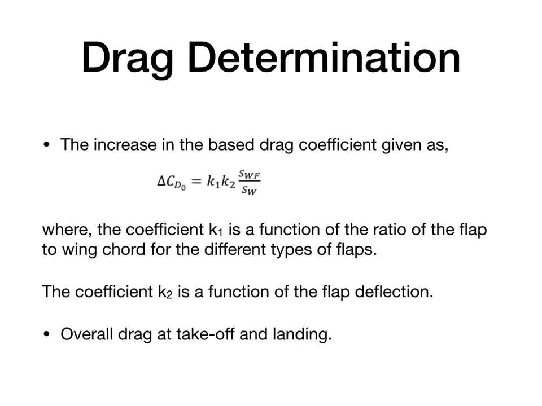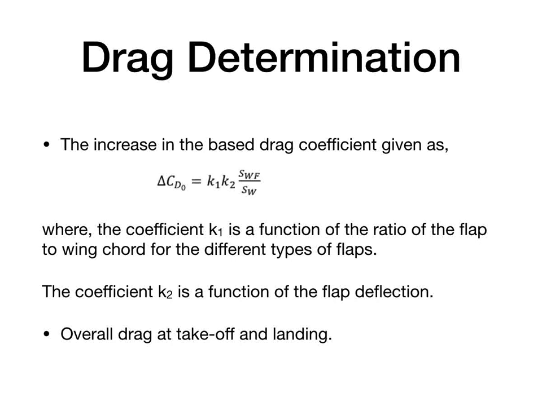Next is drag determination. When the trailing edge flaps are deflected, they produce an increase in the base drag of the wing, that is during zero lift. This is expressed as an increase in the base drag coefficient, which is given by delta CDO is equal to K1, K2, SWF by SW, where the coefficient K1 is a function of the ratio of the flap to wing chord for the different types of flaps, and the coefficient K2 is a function of flap deflection.